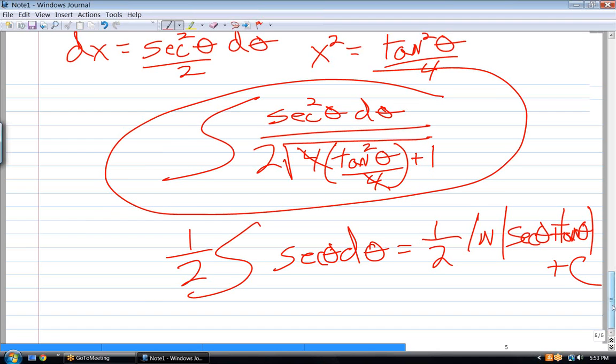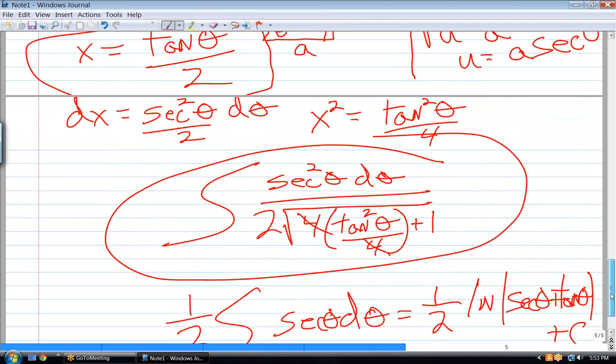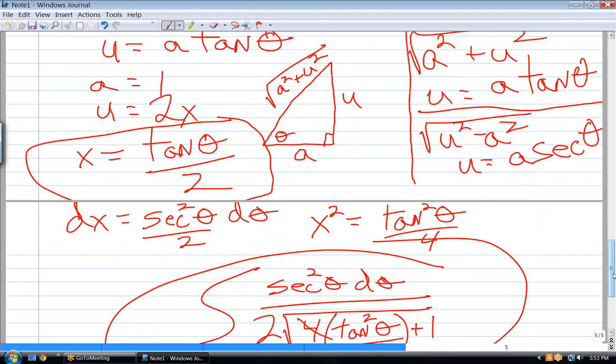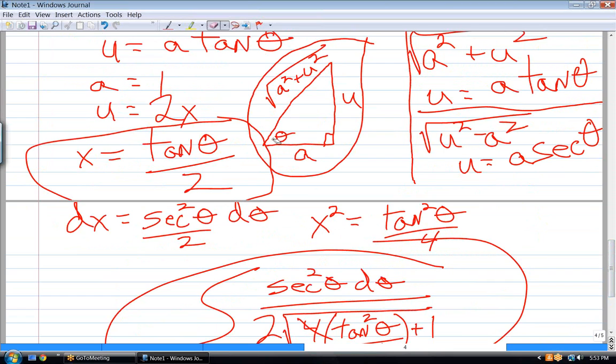Well, if I look at my original picture, I need to figure out what secant theta is and tangent theta. So if I look at this picture right here, a is 1, and u is 2x. So this is the square root of 4x squared plus 1. So there's my reference triangle that I'm using for this problem.